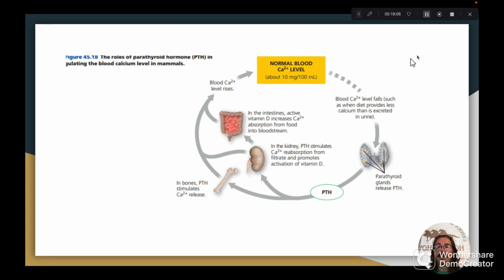I have a diagram showing how parathyroid hormone and vitamin D regulate blood calcium levels. So we start with normal blood calcium levels. The levels fall. Parathyroid glands are stimulated to release parathyroid hormone. In the bones, parathyroid hormone stimulates the release of calcium ions. In the kidney, parathyroid hormone stimulates calcium ion reabsorption from filtrate and promotes activation of vitamin D. In the intestines, active vitamin D increases the calcium ion absorption from food into the bloodstream, and the blood calcium level rises back to normal.